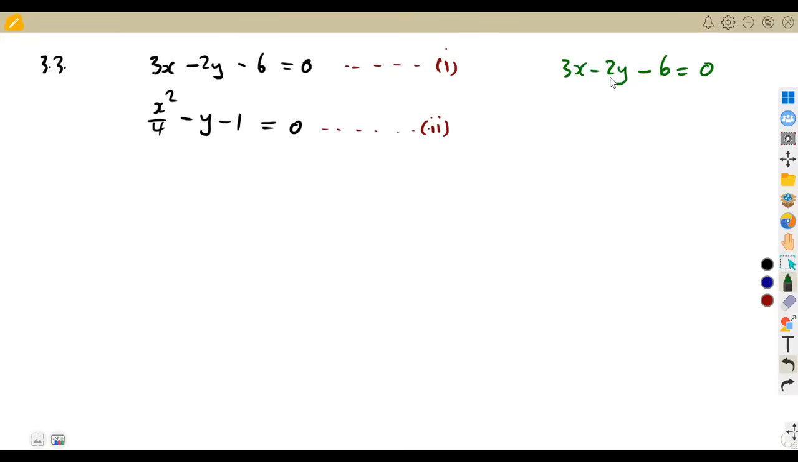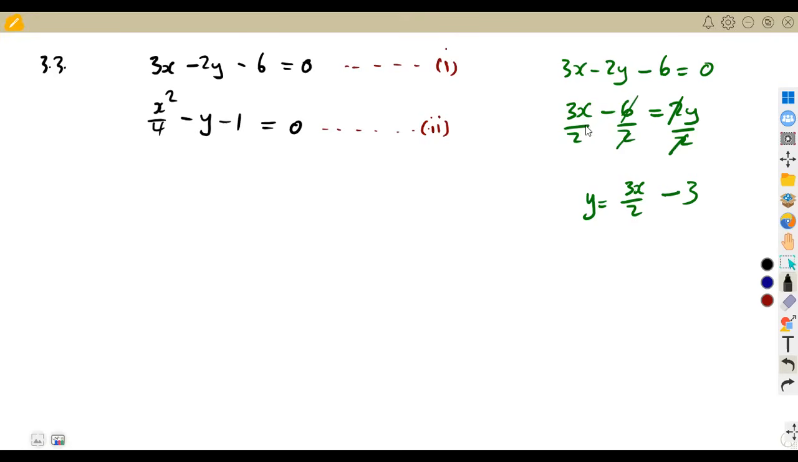All right. So I can just transpose negative 2y to the other side so that it can be positive. That will be 3x minus 6 is equal to the positive of 2y. So to find y, we can divide each and every term by 2, or we can just have every term over 2. It's just one and the same thing. So y is equal to 3x over 2 minus 6 over 2, which is the same as 3. So y is equal to 3x over 2 minus 3.